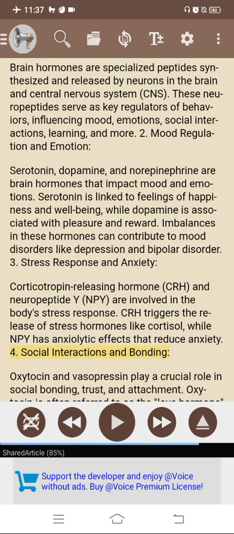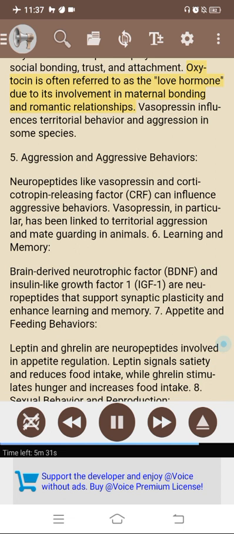4. Social interactions and bonding. Oxytocin and vasopressin play a crucial role in social bonding, trust, and attachment. Oxytocin is often referred to as a love hormone due to its involvement in maternal bonding and romantic relationships. Vasopressin influences territorial behavior and aggression in some species.